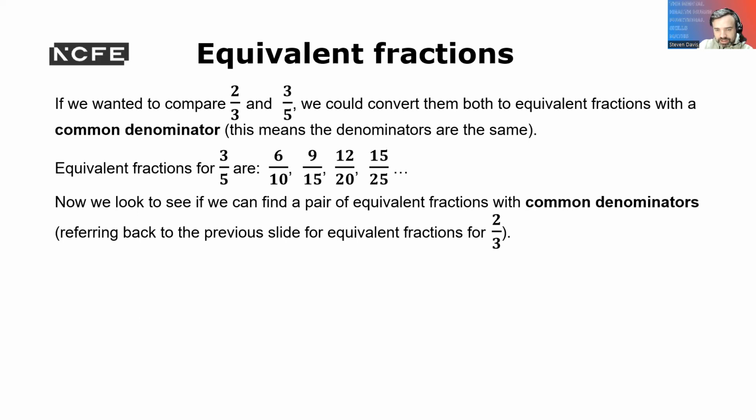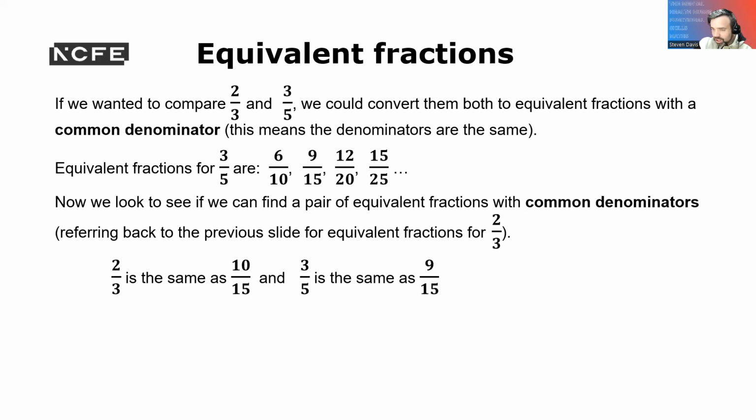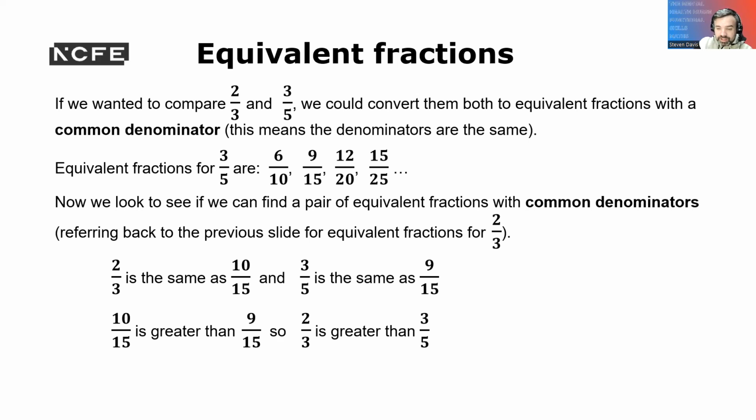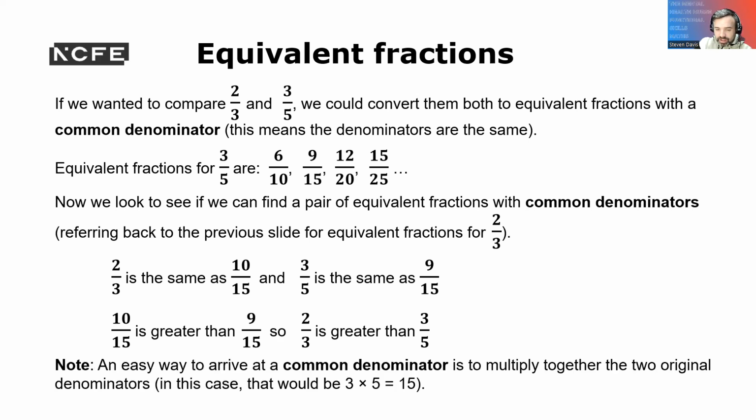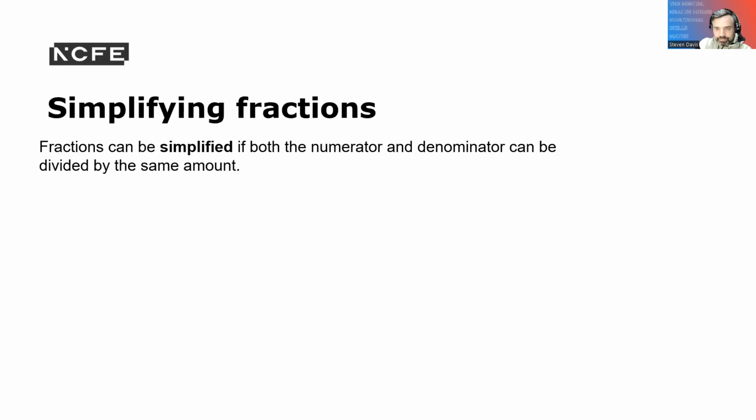Now looking to see if we can find a pair of equal fractions with common denominators, referring back to the previous slide of equivalent fractions of 2/3. 2/3 is the same as 10/15, and 3/5 is the same as 9/15. 10/15 is greater than 9/15, so 2/3 is greater than 3/5. Note, an easy way to arrive at a common denominator is to multiply together the two original denominators. In this case, this would be 3 times 5 equals 15.